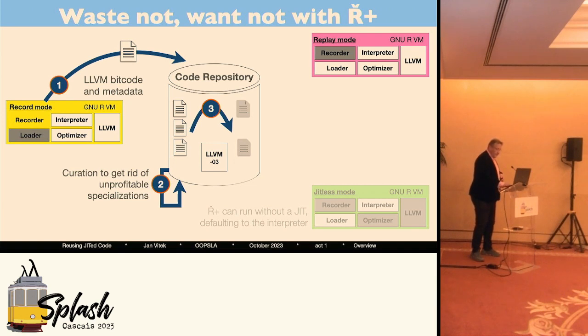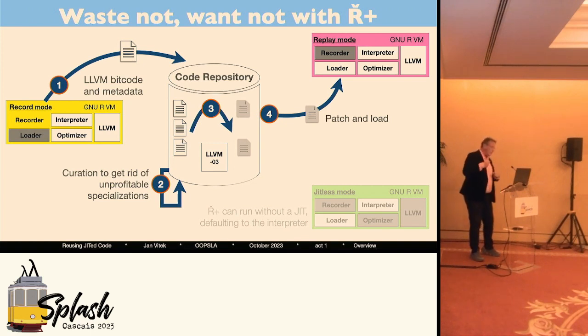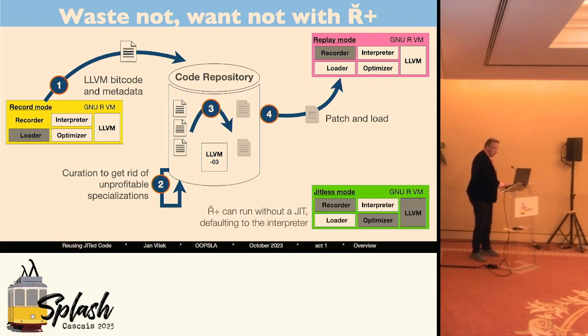We can also do more optimization because we have time. And eventually, you will run again. And when you run again in replay mode, and you find out that there is a request to compile something, and the context, the environment, the stars are aligned, and you can find code in the repository, you will load it, patch it, and off you go. What we can also do is run in JIT-less mode, that is, you can turn off the JIT entirely and run with an interpreter and with a compiled code base. Okay, so that's essentially the paper in a slide. We're on a tight time budget, so I'm speeding up.